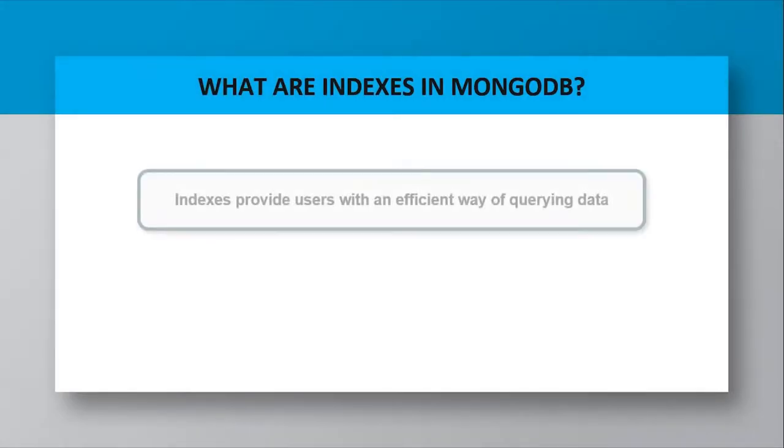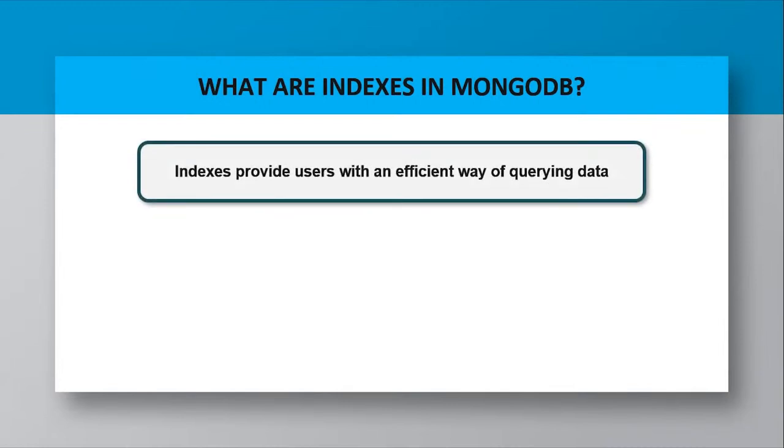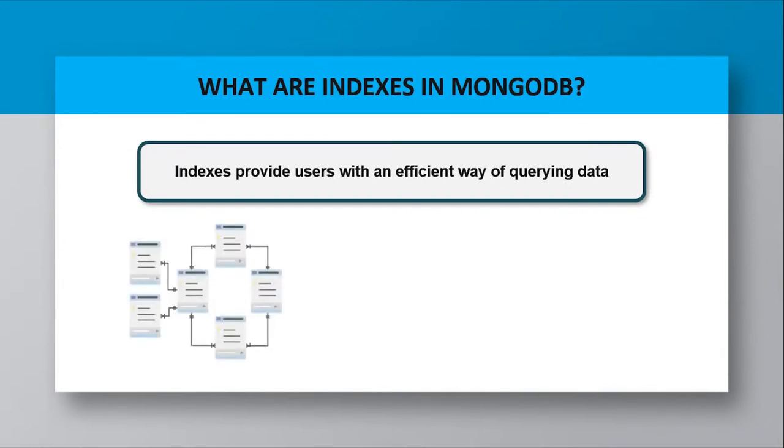So what are indexes in MongoDB? Now, a MongoDB index is a special data structure on which the index is created to hold the data of specific fields of a document. Now, in the absence of indexing in MongoDB, there is a need to scan every document in the collection to select those that match the query statement. This scan requires MongoDB to process a large volume of data and is highly inefficient.